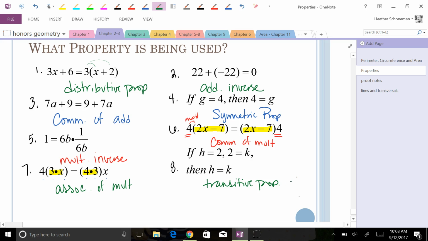Okay. So you're now going to go to the next video, which is on proof notes, which is the second page of this packet that you have stapled together.